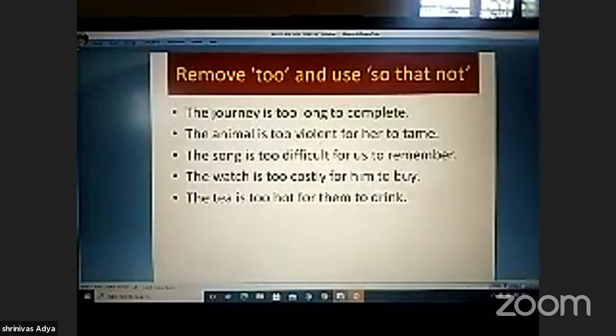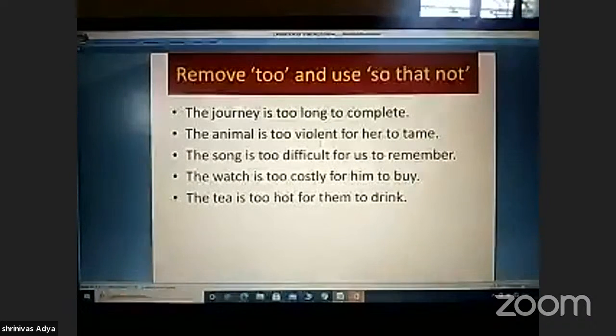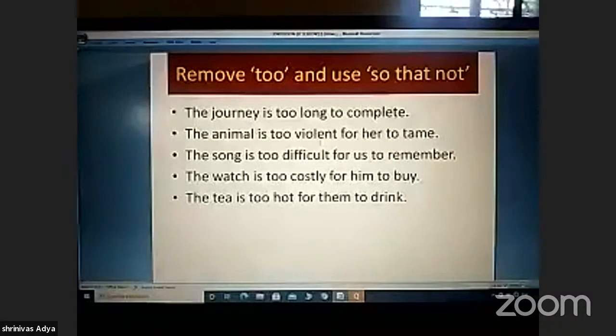See, with this, we complete rewriting the sentences which have too and to, rewriting them using so that not. And listen to me here carefully. Sometimes you may be given a sentence with so that not, and you may be asked to reframe or rewrite the sentence using too and to. Do you understand what I'm saying? Sir, once again repeat.